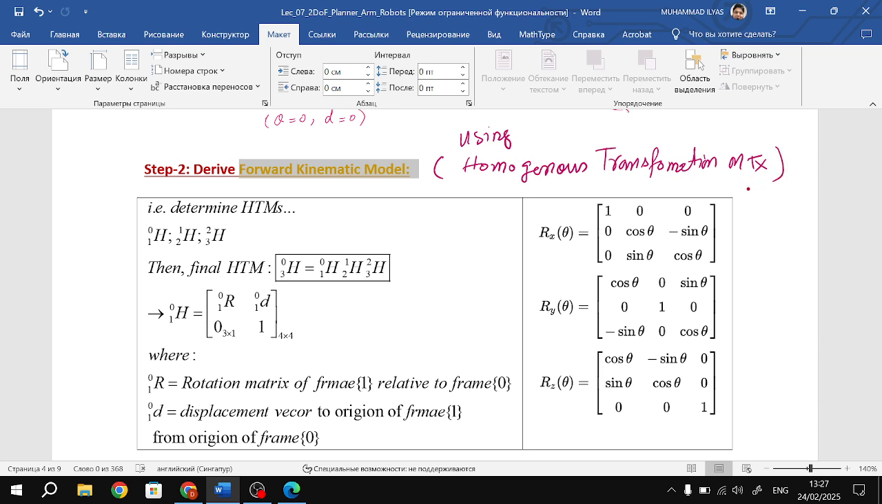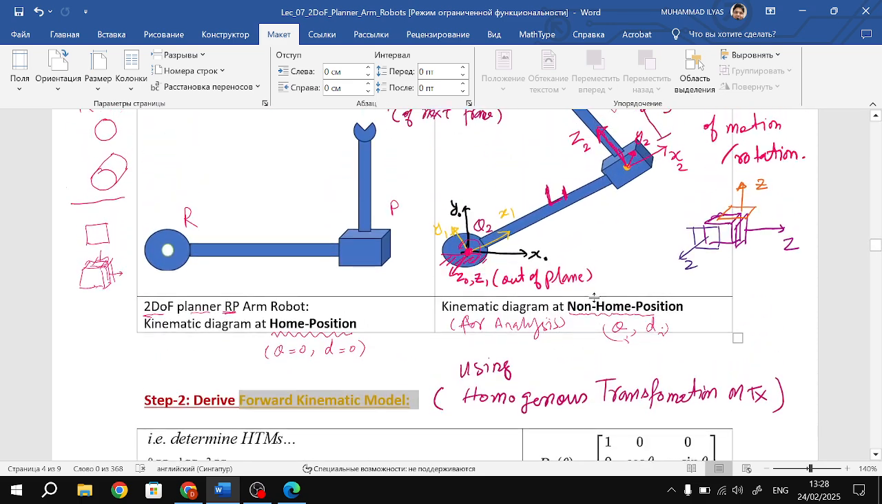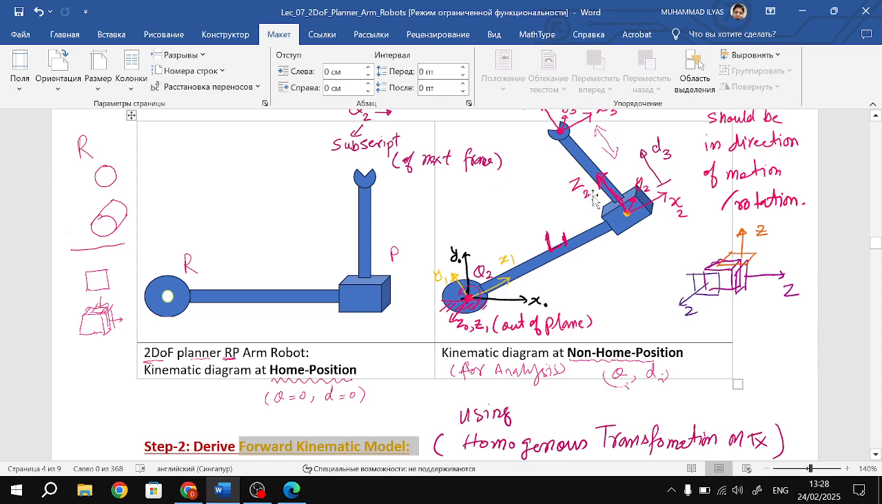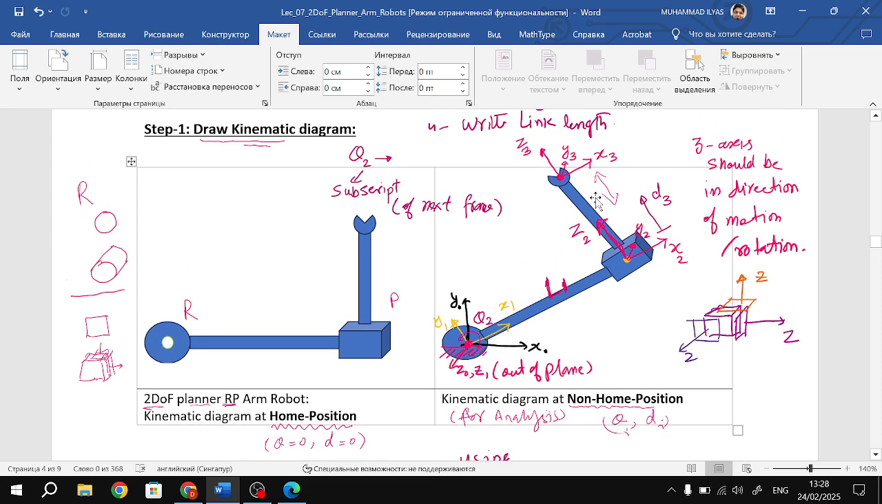So how many HTMs do we need in this example? One for the first row, and then for the second one, we need also one. So we have two HTMs, and one for the final one.